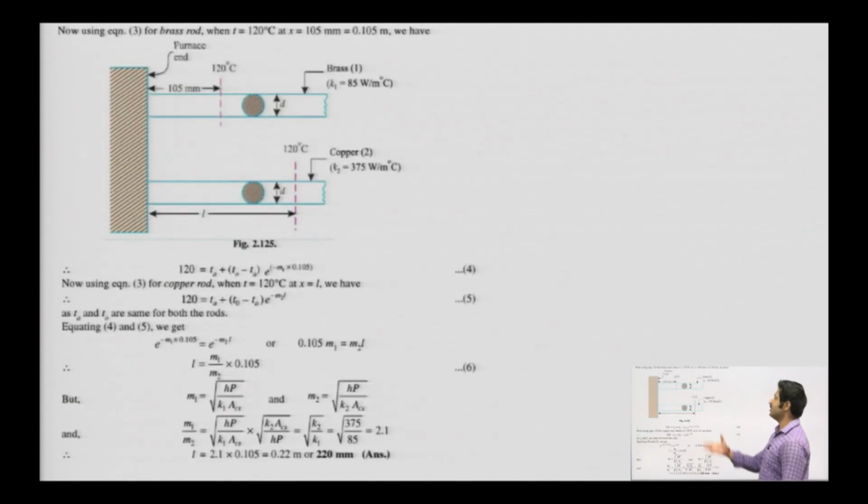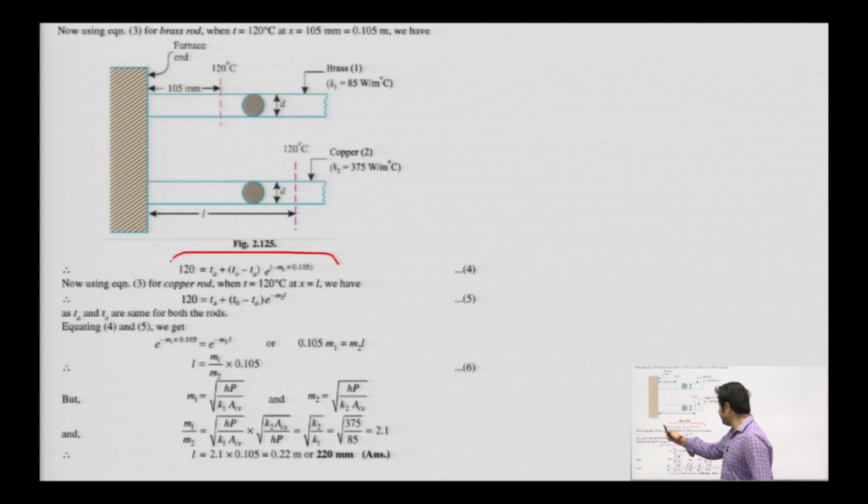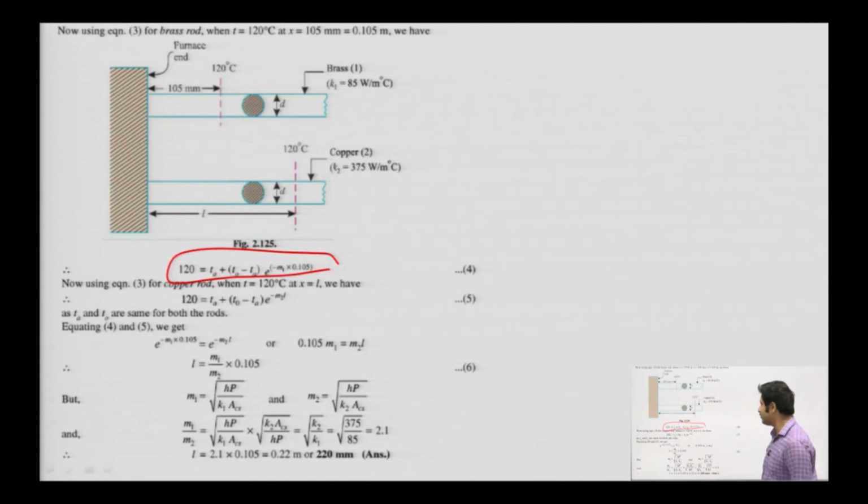Now for the brass rod, see there are actually two rods, simultaneously two rods. So what you need to do is, it is the same equation that you are applying. Just rearranging the terms with simple mathematics, you have M1 and you have M2, so take the ratio and you can calculate the length from here.